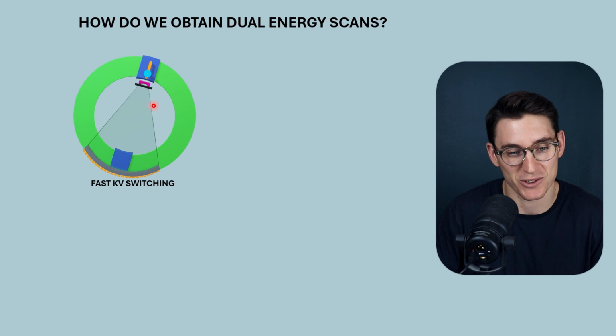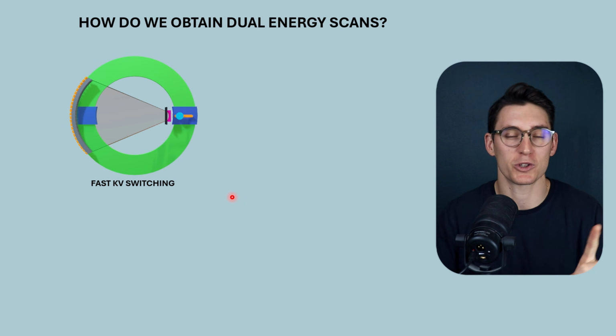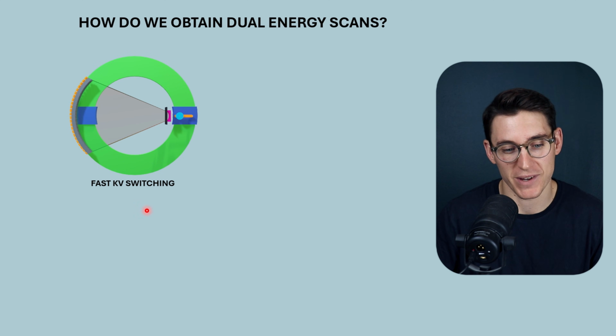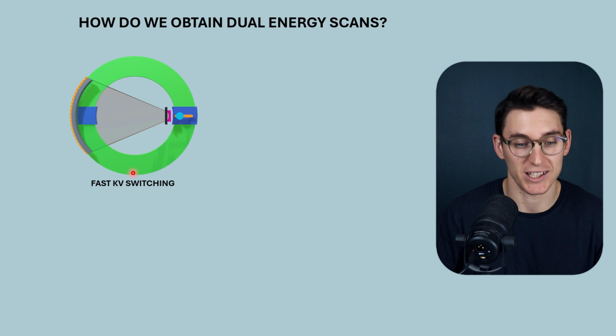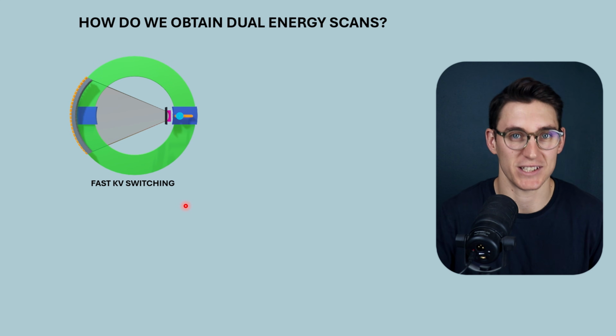For those of you who are colorblind, I apologize, these are red and green switching between each other, showing you that we're switching between 2 different kVps. And this is one mechanism that certain manufacturers use. I know that GE use this mechanism. It's a single source mechanism to obtain dual energy CTs.